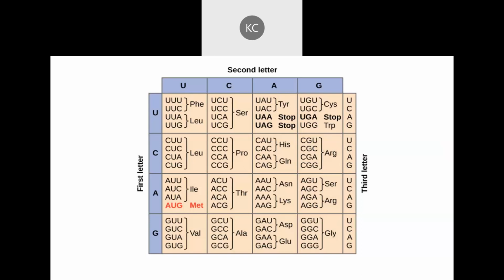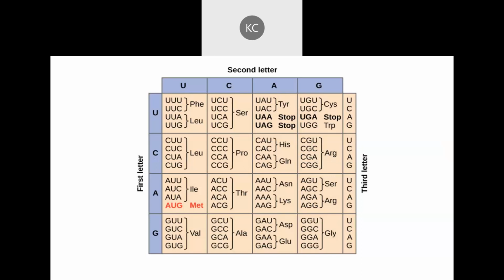Say we wanted to find the amino acid that's coded for by the codon CGA. We find the first letter C, so we know we're in this row here. We said CG, so we go to this box here where the two meet. So we're in this box, and CGA, all of these codons code for this amino acid, which is arginine.